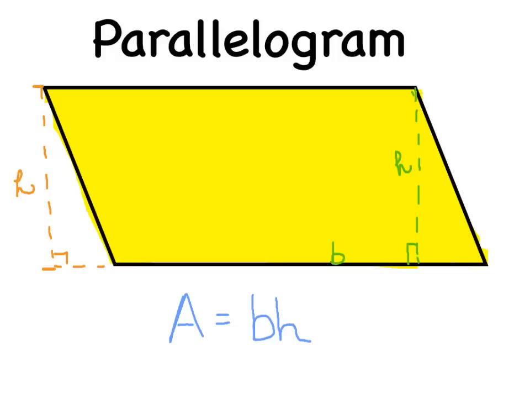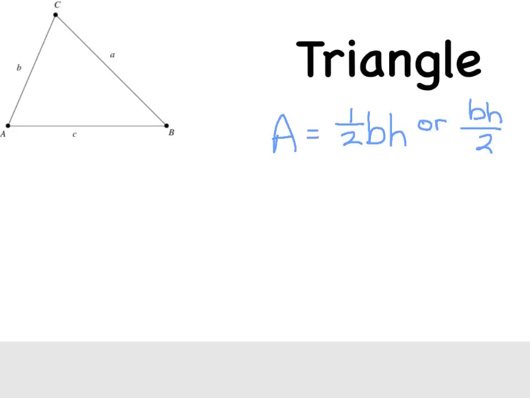Okay? Let's go on. The next figure is the triangle. Here's your formula for area of a triangle. I'll give you two formulas, although they're really just one formula, just in different forms. So, area equals 1/2 times base times height. You may also want to use 0.5 times base times height. That's up to you. Or base times height divided by 2.